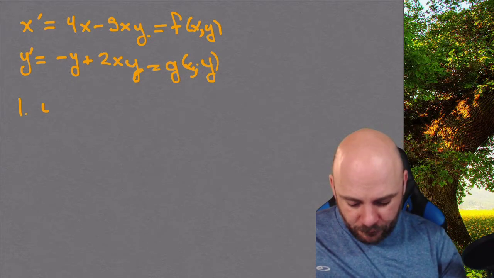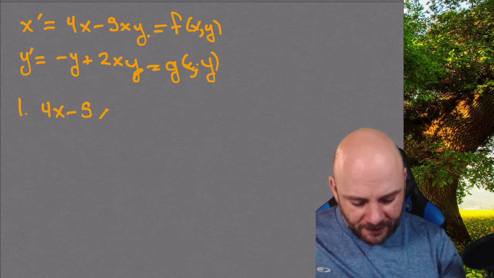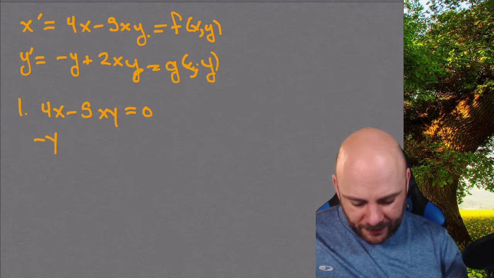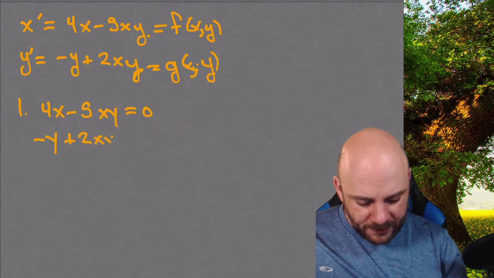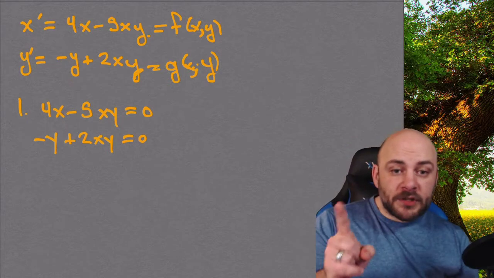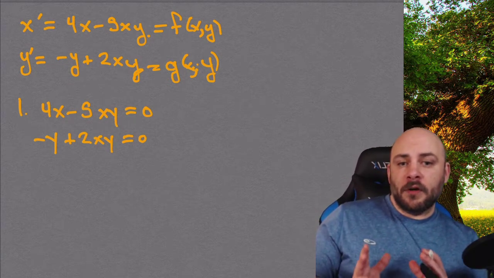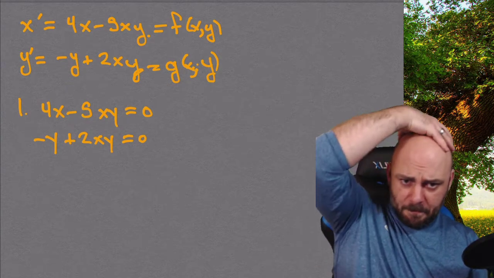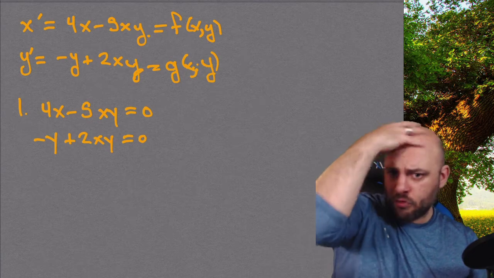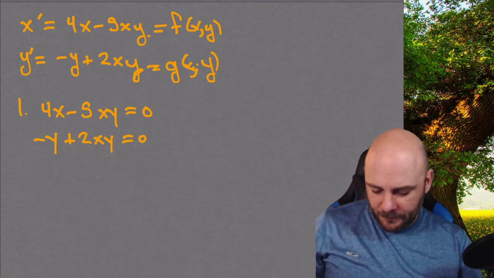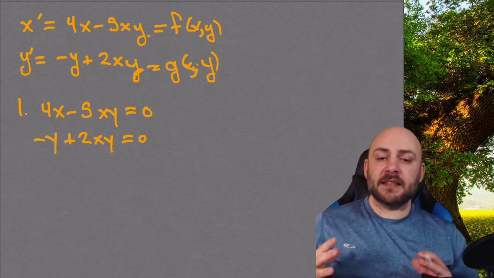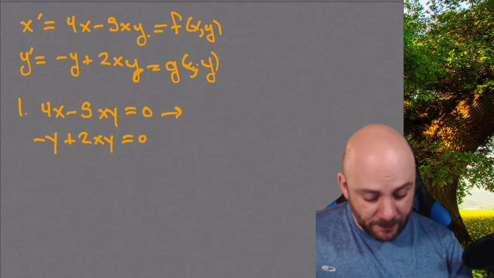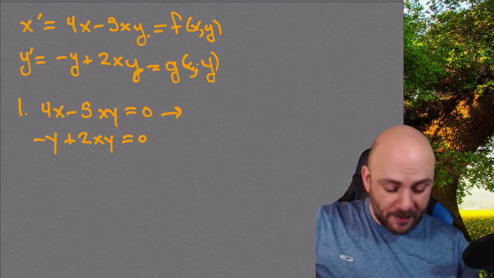So 4x minus 5xy is supposed to be equal to 0, and negative y plus 2xy equals 0. Most of you, when I ask you to solve nonlinear equations simultaneously like this, go into panic mode because you can't do the stuff that you're used to doing. The key is to keep yourself neat. This first equation has a direct implication. Notice how both terms are multiplied by the x.